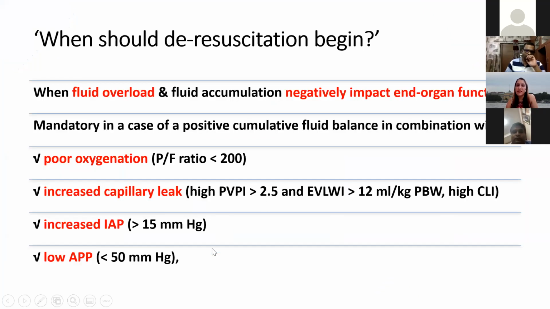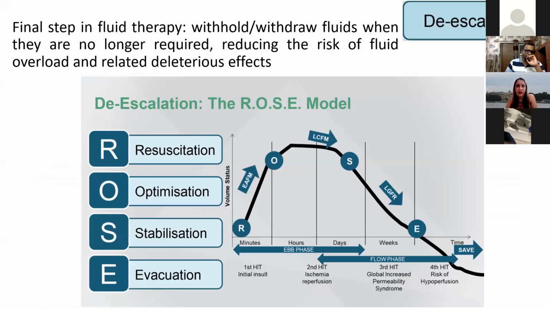So when should de-resuscitation begin? Once the fluid overload or the fluid accumulation negatively impacts the end organ function. And actually it's mandatory once we have a positive fluid balance in combination with poor oxygenation, like PF ratios going below 200, increased capillary leak with a high PVPI or extravascular lung water index, increase in the intra-abdominal pressure of more than 15 or a low abdominal perfusion pressure of less than 50.